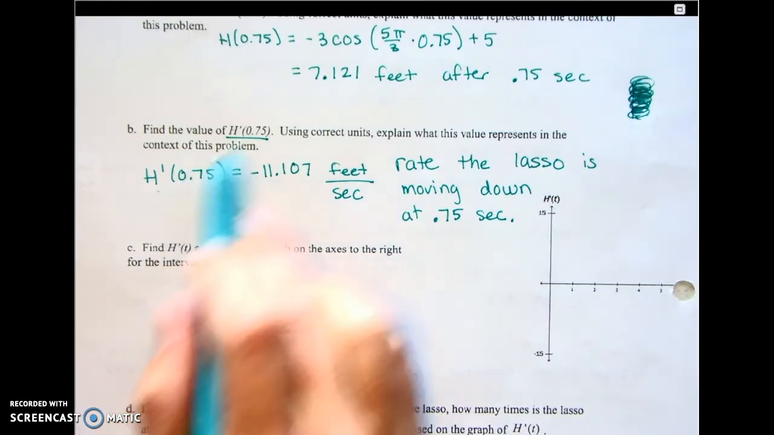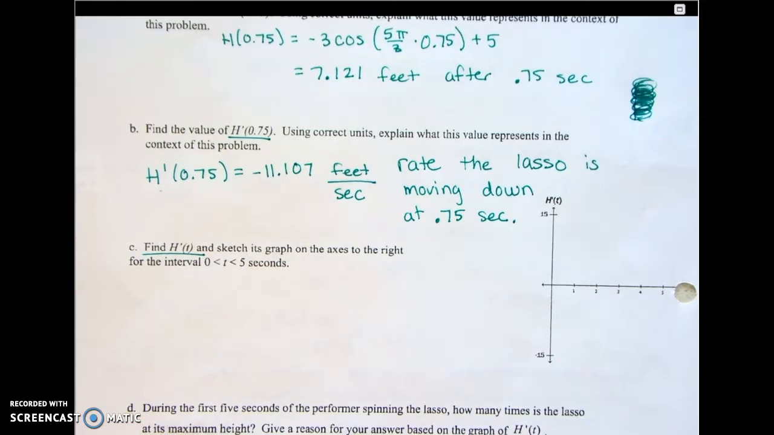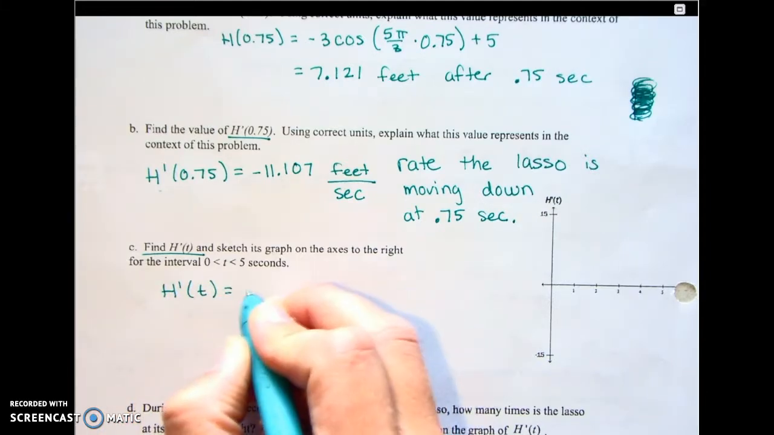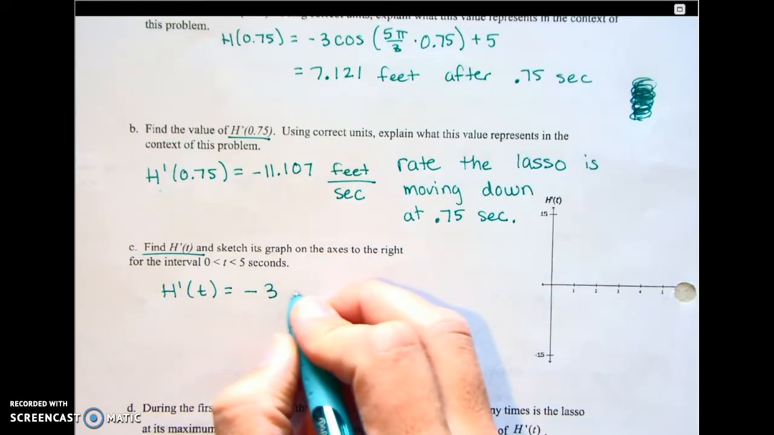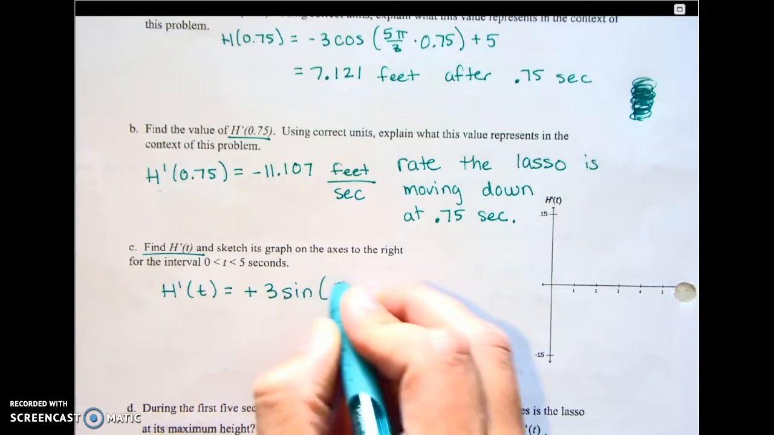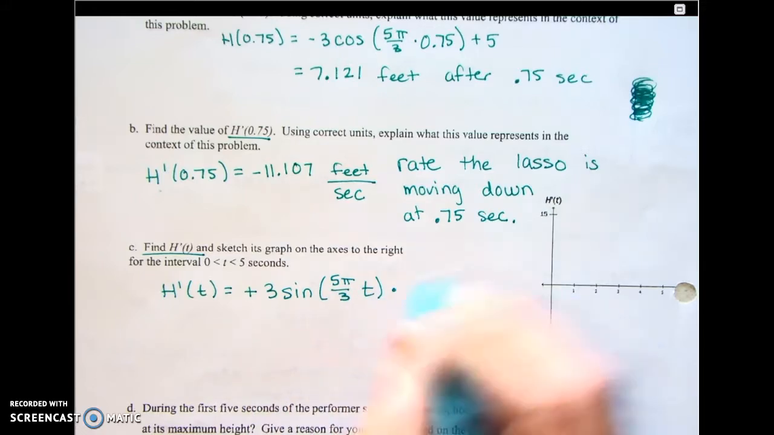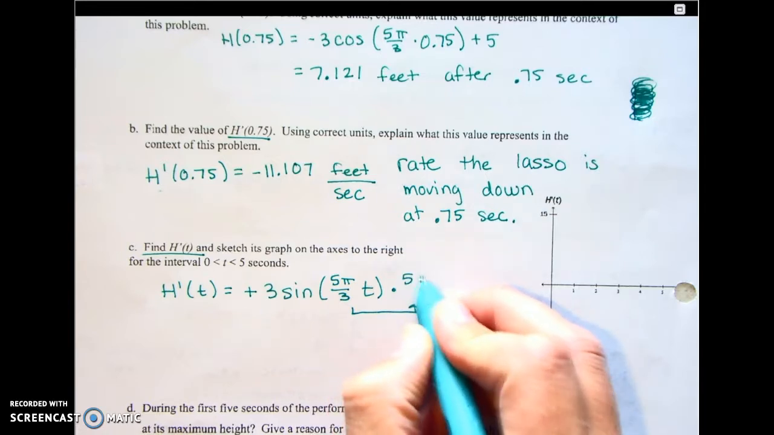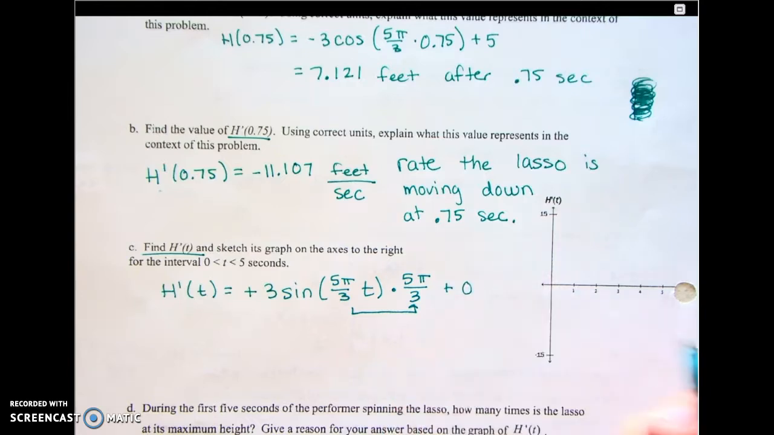Okay, so because it's negative, feet is height off the ground. Find h prime of t. Hey, you always try and find a derivative by hand if you can. So the derivative of -3 cosine, what's the derivative of cosine? Negative sine, right? So I'm going to make this positive sine. The inside stays the same. And then I'm going to multiply by the derivative of the inside, which would be 5 pi over 3. And the derivative of that 5 on the end is 0.